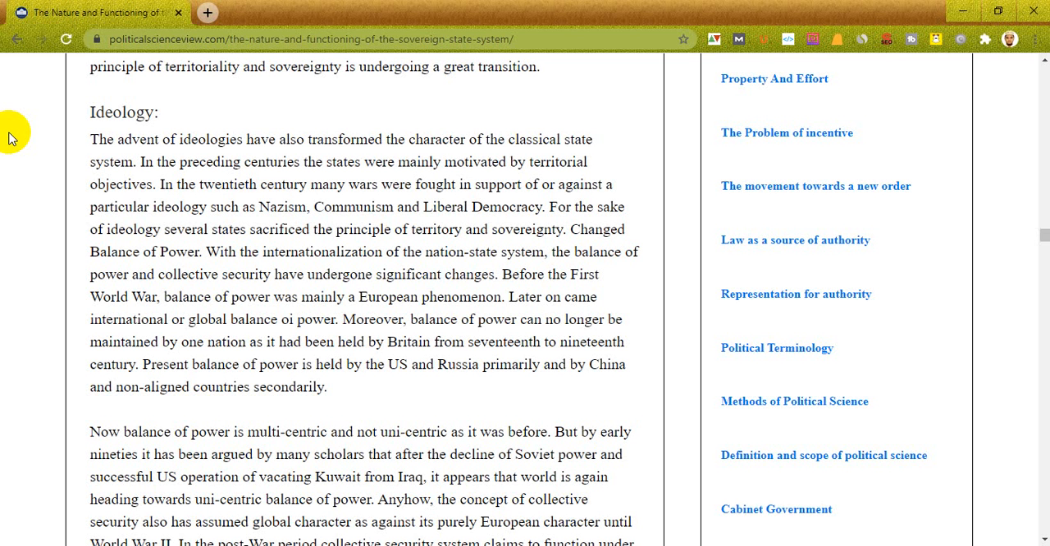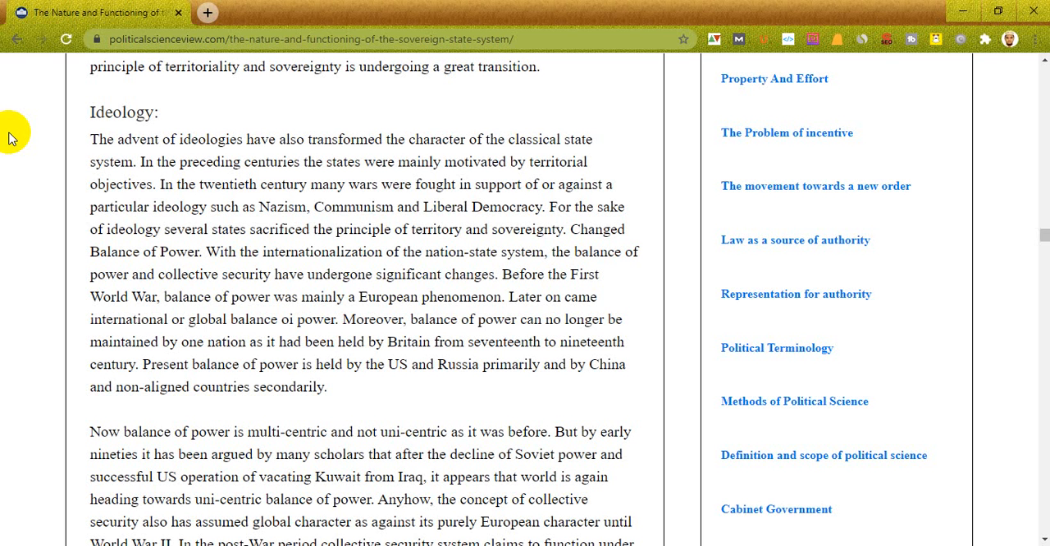Changed balance of power. With the internationalization of the nation-state system, the balance of power and collective security have undergone significant changes. Before the First World War, balance of power was mainly a European phenomenon. Later on came international or global balance of power. Moreover, balance of power can no longer be maintained by one nation, as it had been held by Britain from the 17th to the 19th century. The present balance of power is held by the US and Russia primarily, and by China and non-aligned countries secondarily. Now balance of power is multi-centric and not unicentric as it was before.